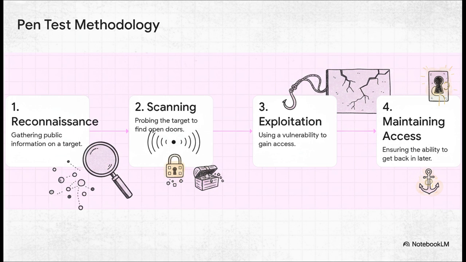First is reconnaissance. That's just a fancy word for gathering as much public info as you can about your target. Then comes the part we're focused on today, scanning. This is where you actively start poking and prodding the target to find those open doors. After that, you've got exploitation, which is trying to actually use a vulnerability to get in. And finally, maintaining access, so you can get back in later if you need to.